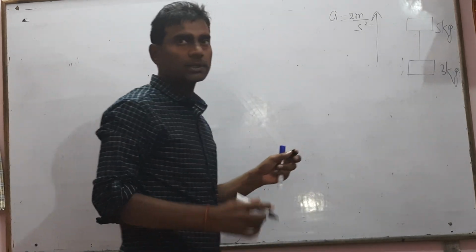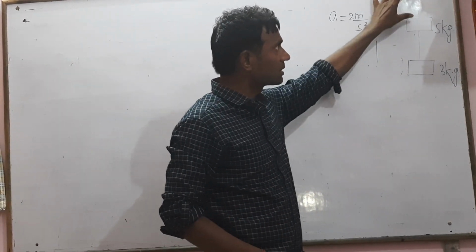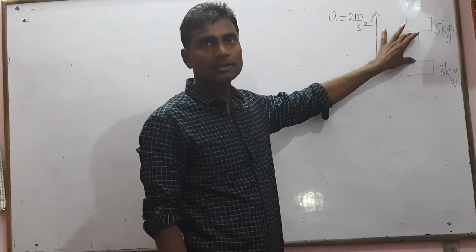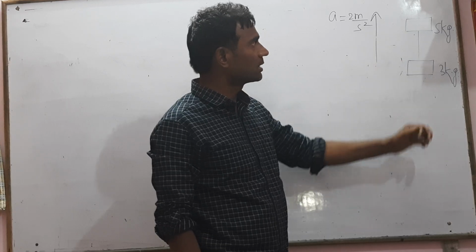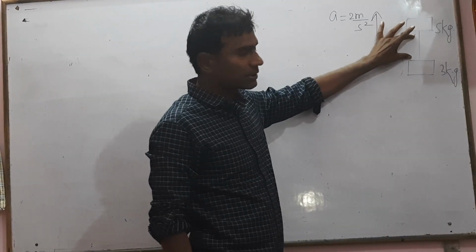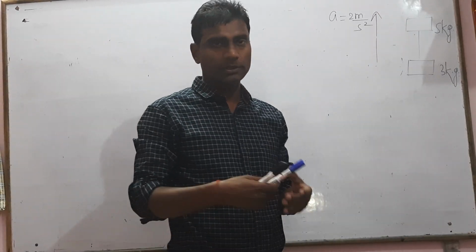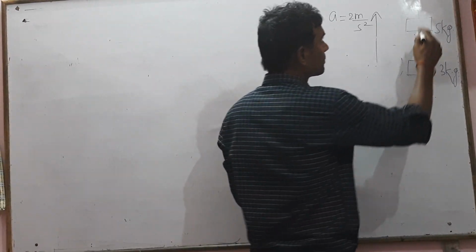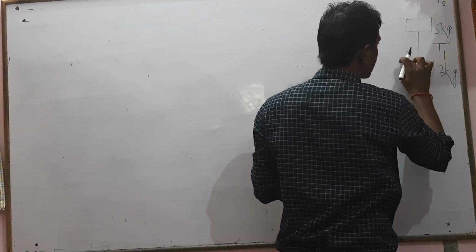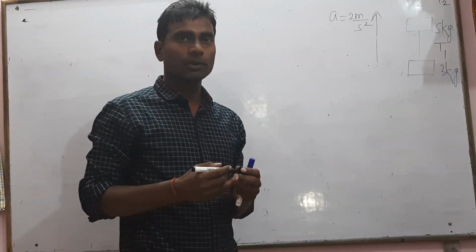We need the tension because there are two strings, first string is this, second string is this. These strings are massless and inextensible. So we can say in this portion tension T2, and in this portion tension T1, because these are two different strings. But the whole system is going in the upward direction.